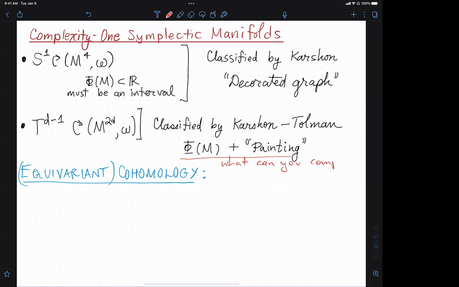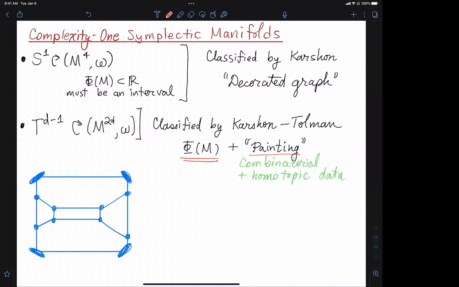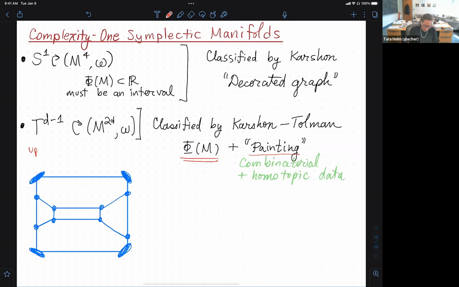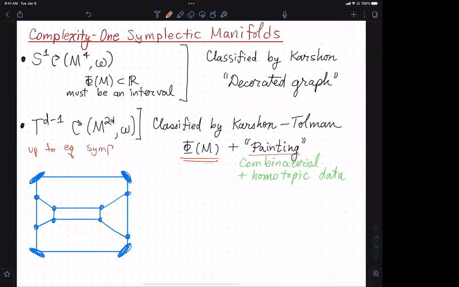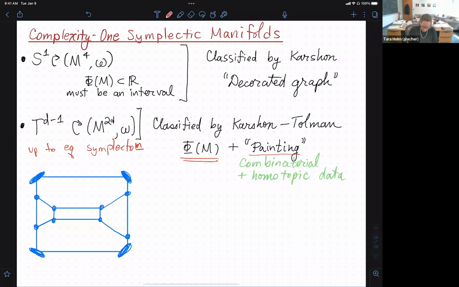Tara? Yeah, Anton. Yes, sorry, could you remind us, you say they're classified up to equivariant symplectomorphism? Yeah. Okay, and there are multiple papers. I am always confused, but there is a tall case and there is a non-tall case, and I don't want to get too much into the details of which papers are out yet versus which are still in process. But yes, that is correct, up to symplectomorphism. Okay, tall case.